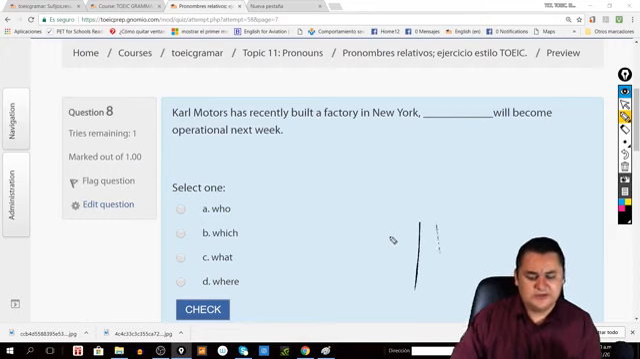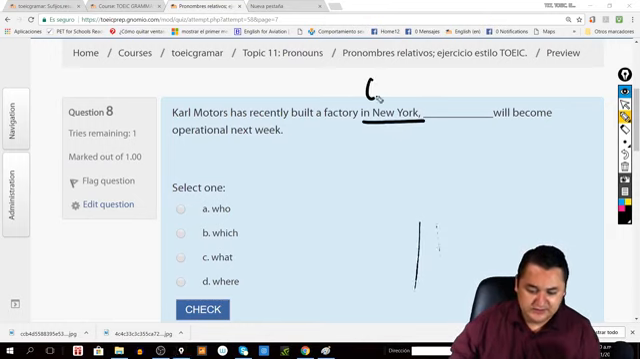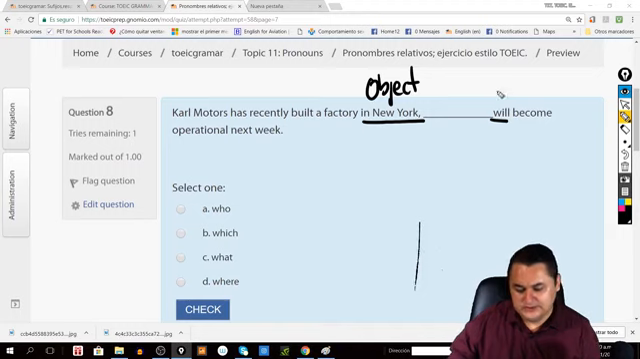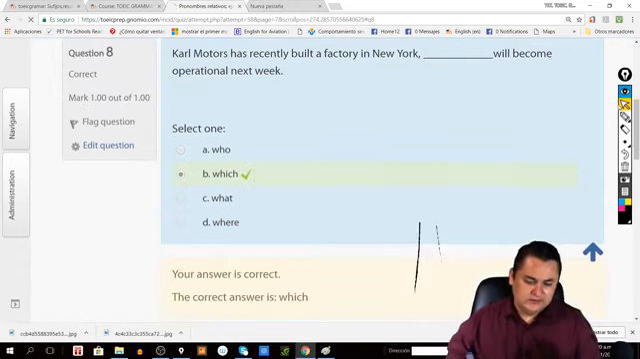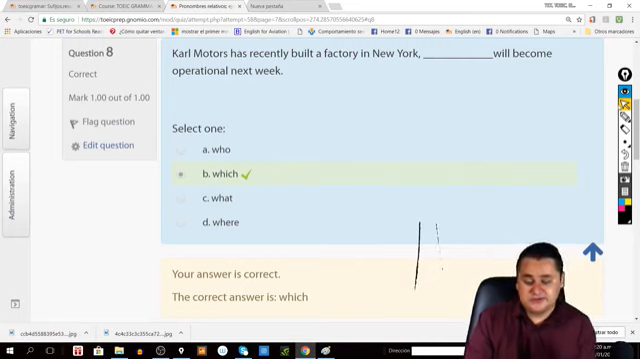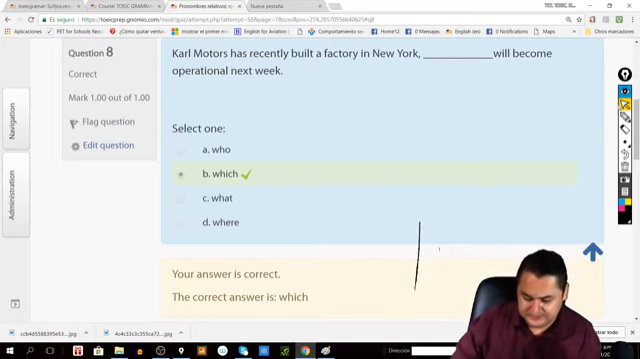Car Motors has recently built a factory in New York. We can take New York as an object, or thing. And will is a verb, so we're going to look for which. Let's see how it works out. Car Motors has recently built a factory in New York, which will become operational next week.